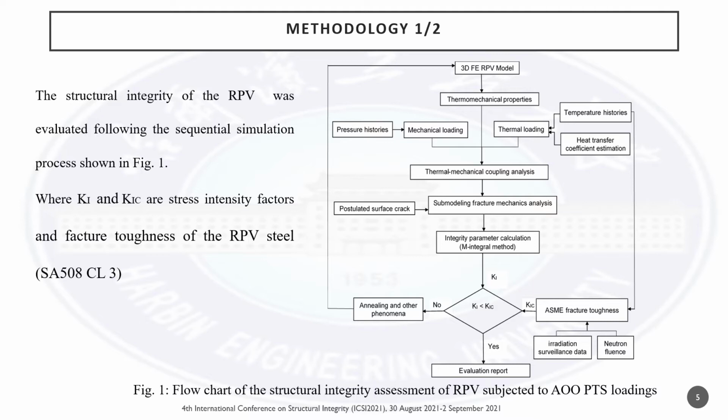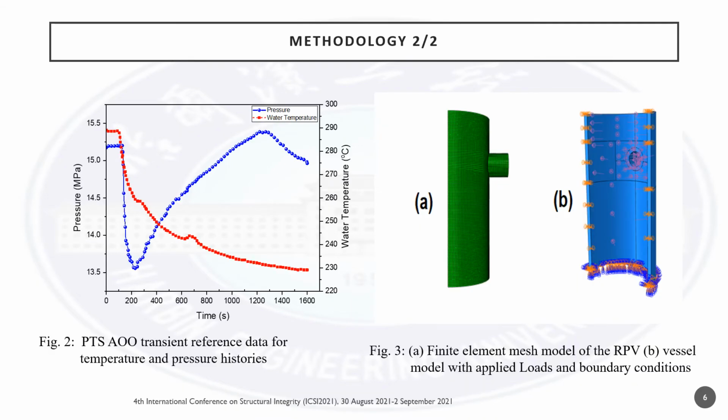Our simulation method is followed to determine the integrity parameter, which in this case is the stress intensity factor. Fig 2 shows the PTS induced by the inadvertent operation of the safety injection system. In Fig 2, you can see the pressure and the water temperature changes obtained by this anticipated operational occurrence within the nuclear power plant. Fig 3 also shows the 3D finite element model used for the thermomechanical coupling analysis.